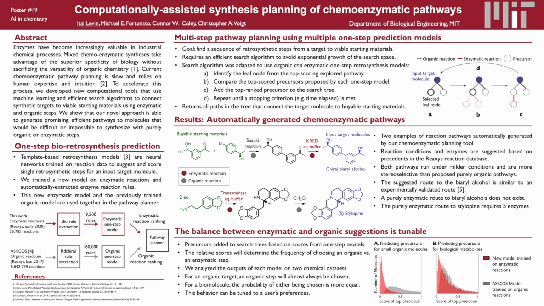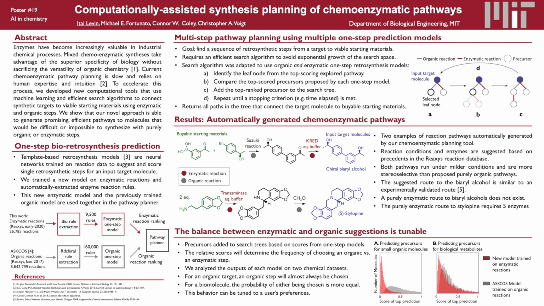The search algorithm starts from the input target molecule and recursively considers precursors until the target molecule is connected to viable starting materials. The algorithm uses the scores from both the enzymatic one-step model and the ASCOS organic one-step model to guide the search and limit the number of precursors considered at each step to avoid an exponential growth of the search tree.